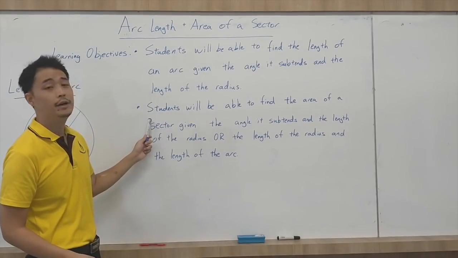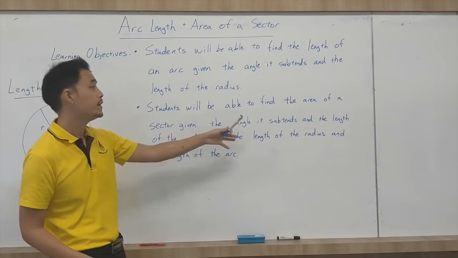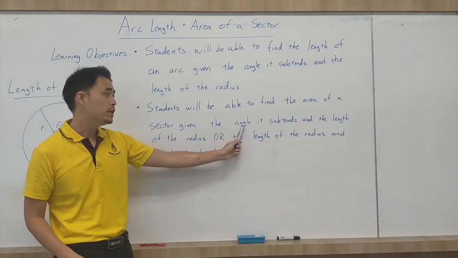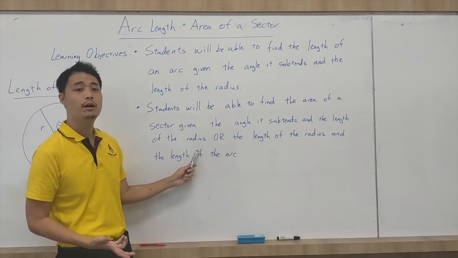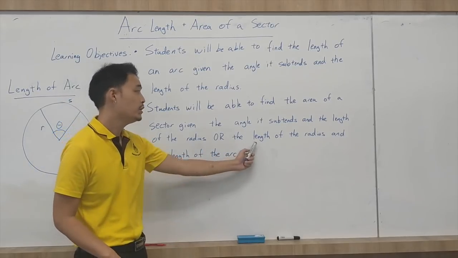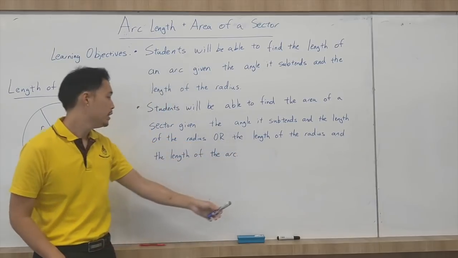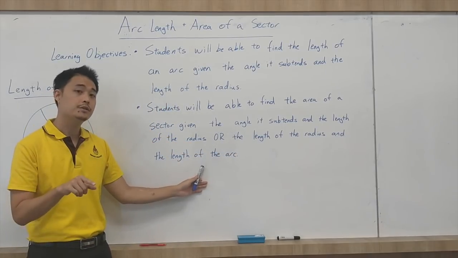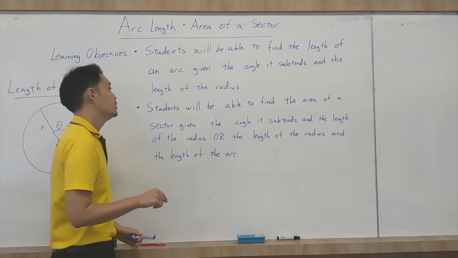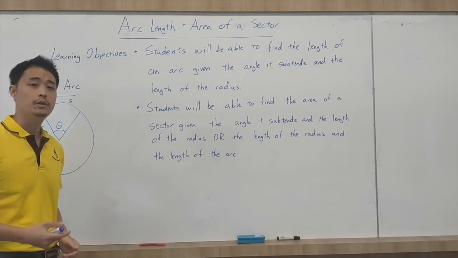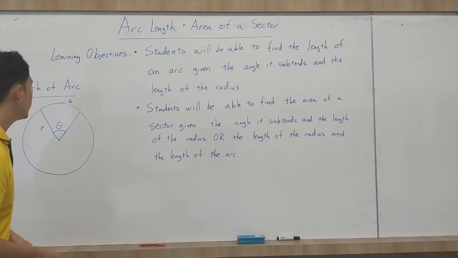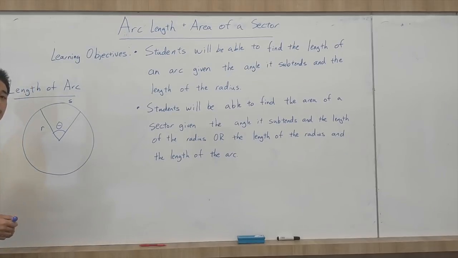We're also going to be looking at area of a sector, so students will be able to find the area of a sector given the angle it subtends, again the theta, and the length of the radius, the r. Or if I give you the length of the radius, r, and the length of the arc, s, that's going to give you enough information to find the area of the sector as well. Okay, so with that in mind, let's take a look at length of the arc first.